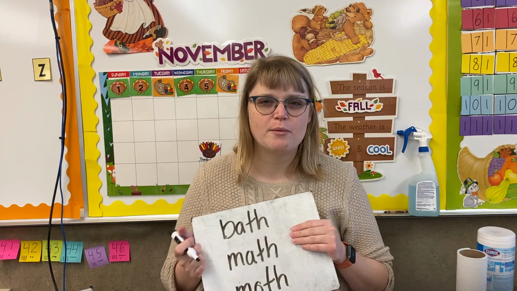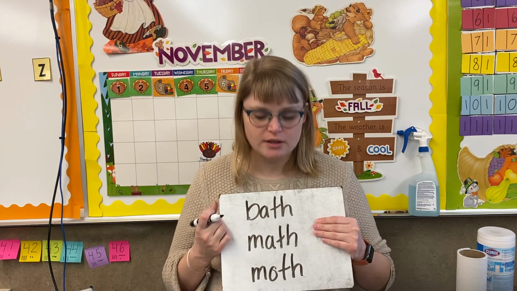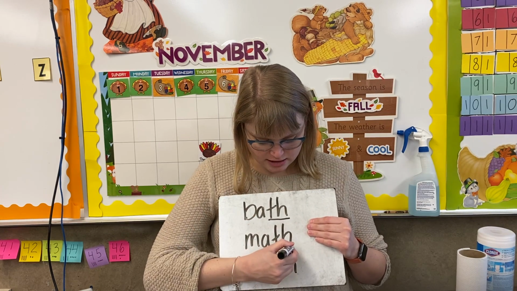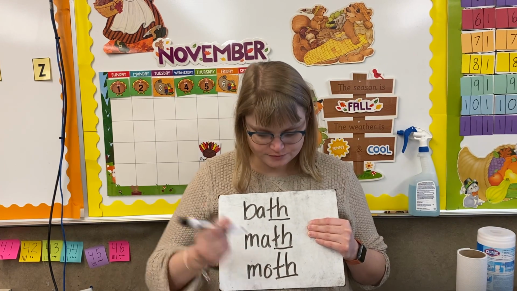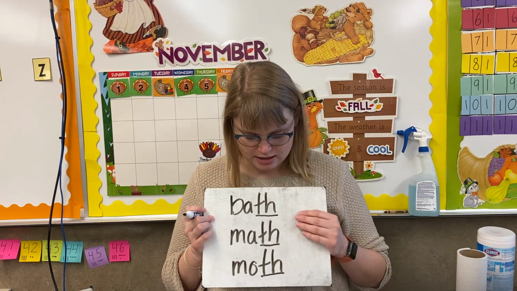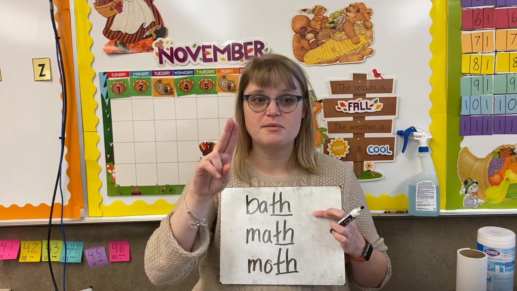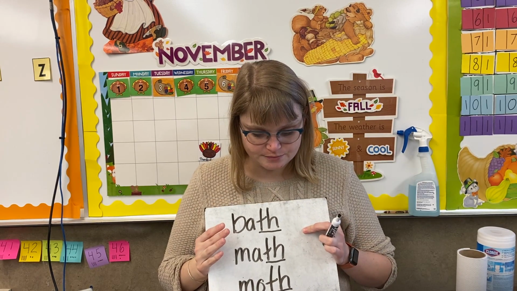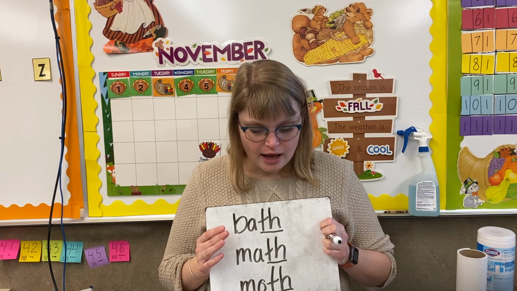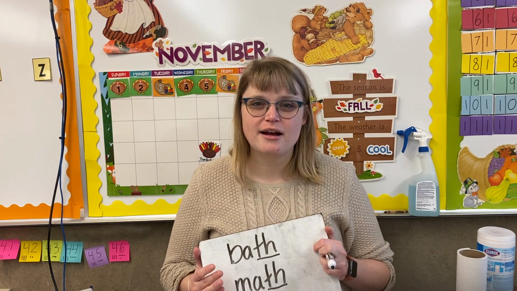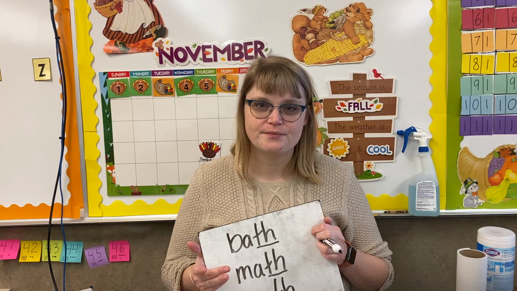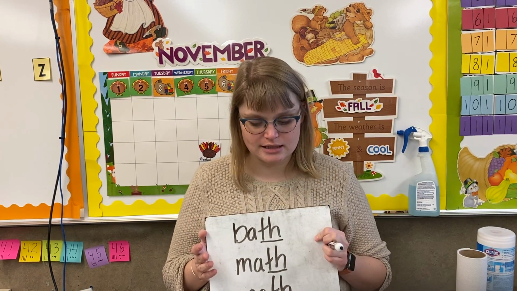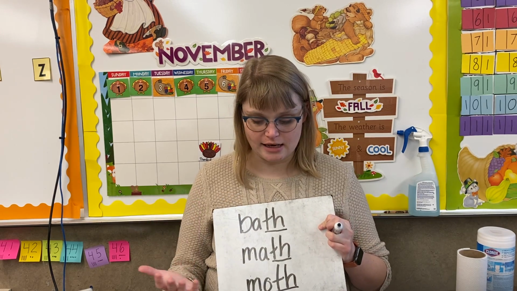Do you remember how we code digraphs? That's right, we underline them. So when you see a TH, I want you to underline it. Now this one, we don't need to karate chop anything because it's two letters that are coming together to make one brand new sound. So there's nothing to karate chop on this one. And do you think this one is a vowel digraph or a consonant digraph? It is a consonant digraph because it's made up of consonants and it makes a consonant sound.